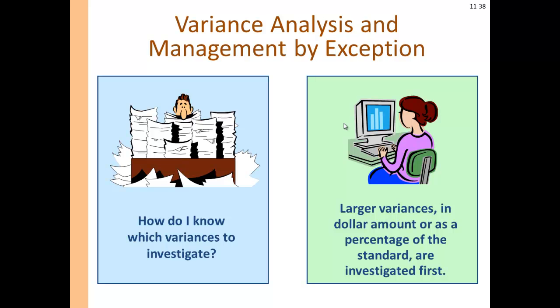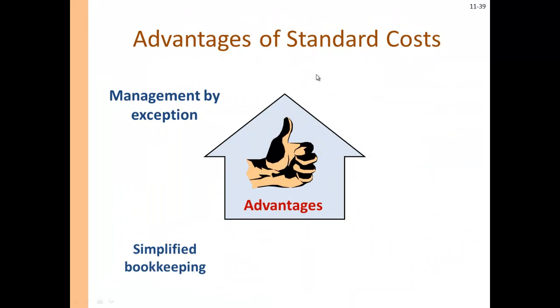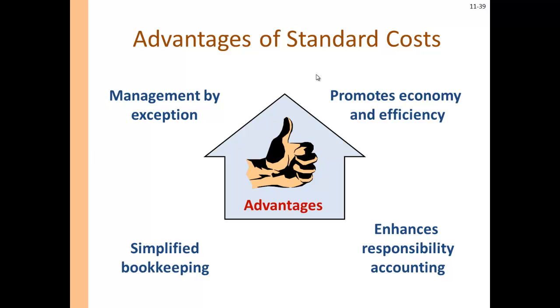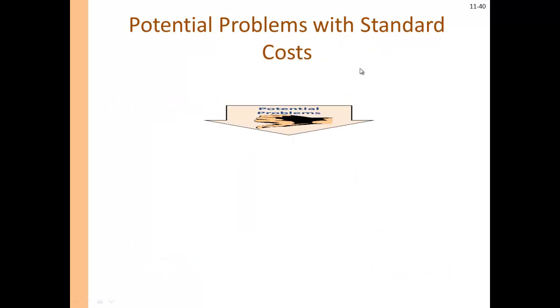Variance analysis and management by exception. How do I know which variances to investigate? Larger variances in dollar amounts or percentages, if they are standard, are investigated first. The bigger the variance, the quicker you need to investigate. Advantages of standard costs: first of all, it gives you management by exception. It has simplified bookkeeping, it enhances accountability, and it promotes economy and efficiency.